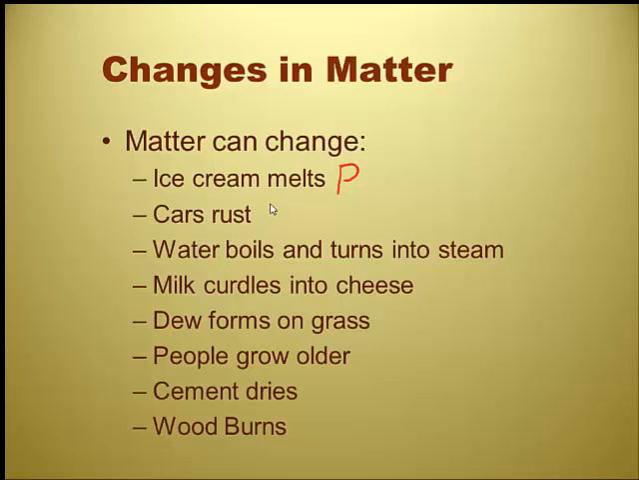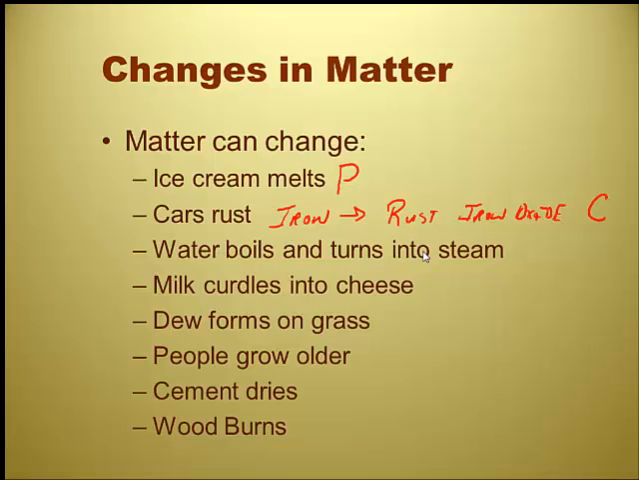Cars rusting. That means that the metal is changing to a different type of metal. Yeah, so I think the iron is turning into, well, we call it iron oxide, rust, right? Yeah, but it's iron oxide, so I'm going to go with chemical change on that one. All right, iron oxide, and that's a chemical change? Yeah, I'll go with chemical. Water boiling and turning into steam. It's still H2O, so physical, yeah.